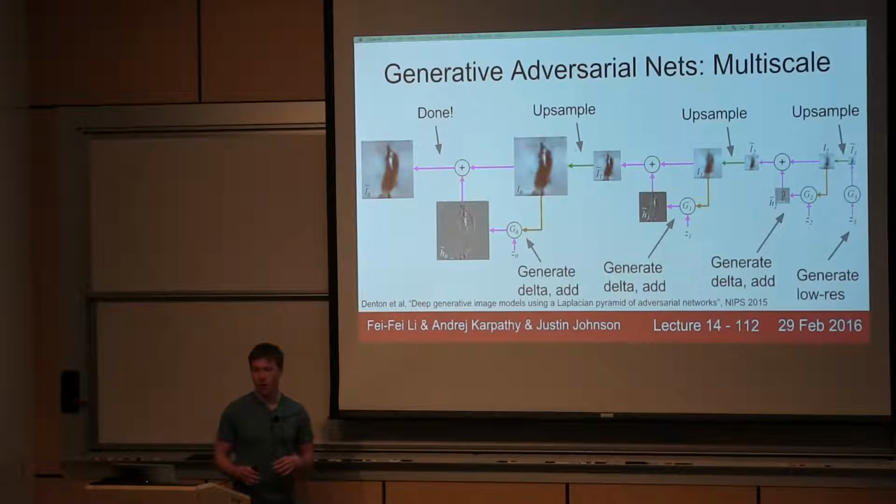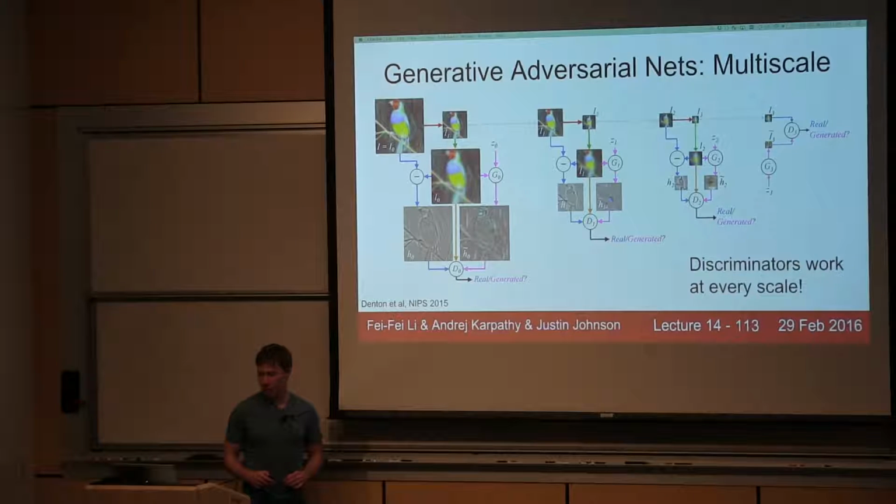So this is, again, a very similar idea as the original generative adversarial network. We're just generating at multiple scales simultaneously. And the training here is a little bit more complex. You actually have a discriminator at each scale, and hopefully it does something.